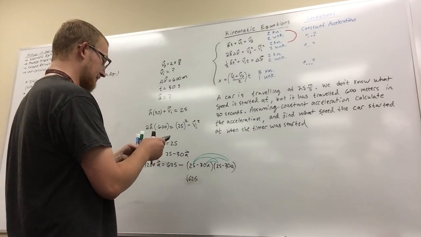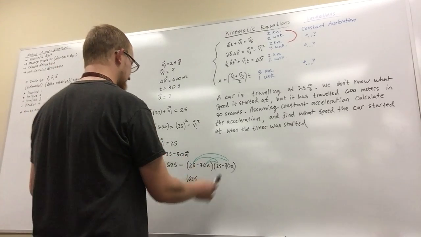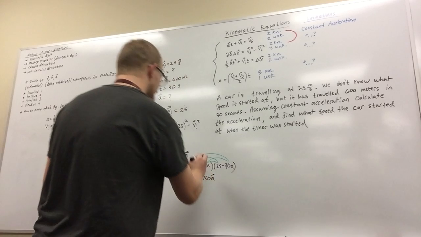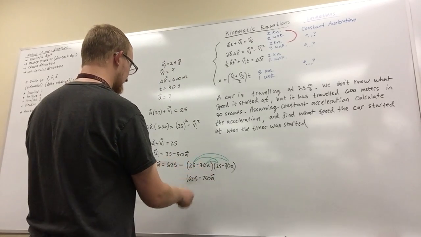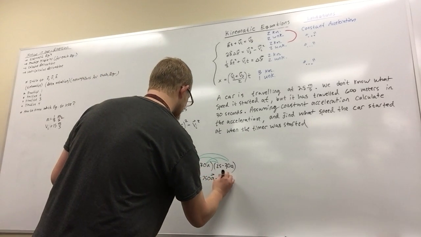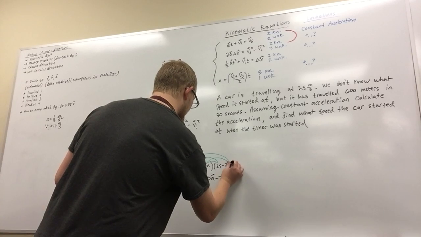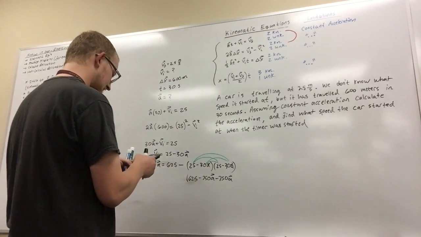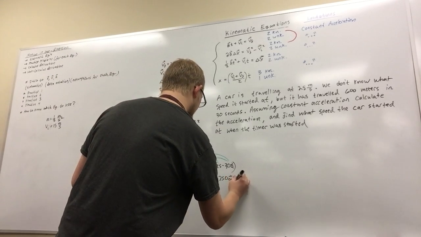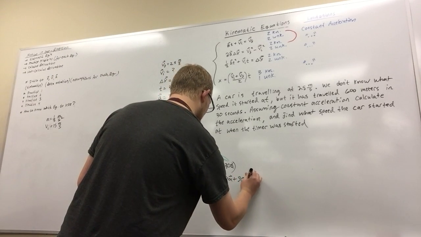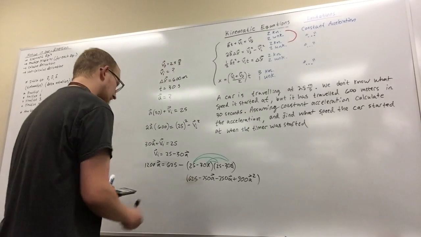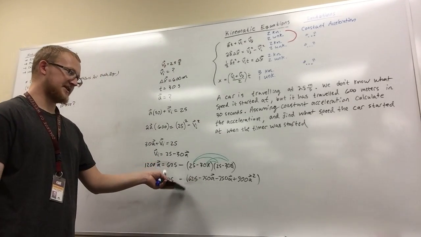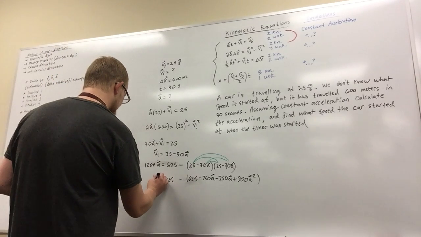25 times minus 30a is minus 750a. Negative 30a times 25 is also minus 750a. And negative 30a times negative 30a is positive 900a squared. Alright, and we do not want to forget that this minus sign right here needs to be distributed into all these terms.